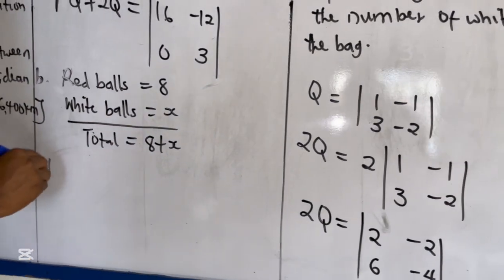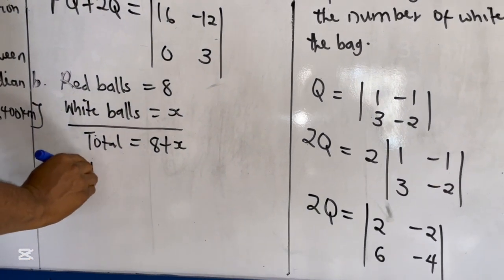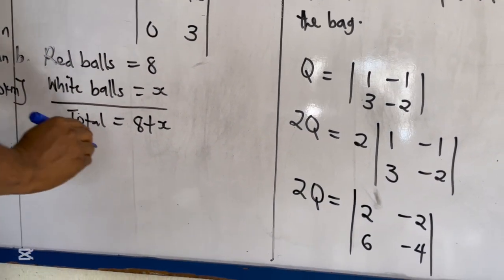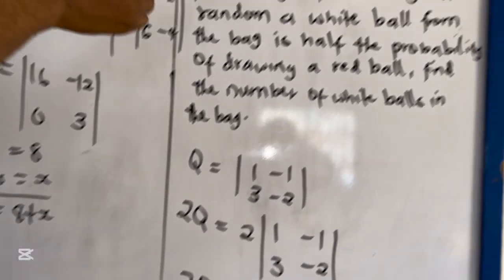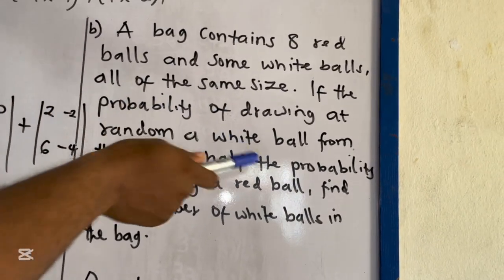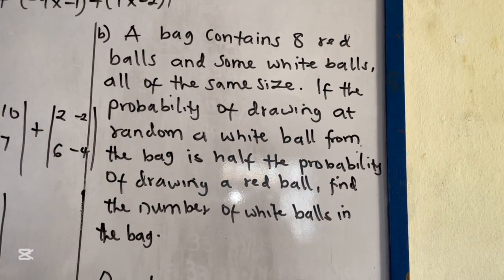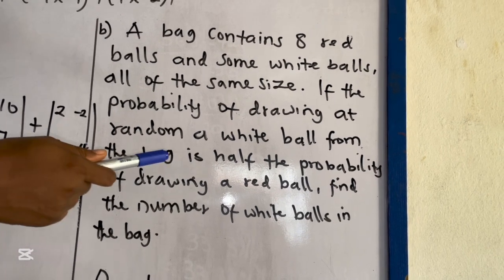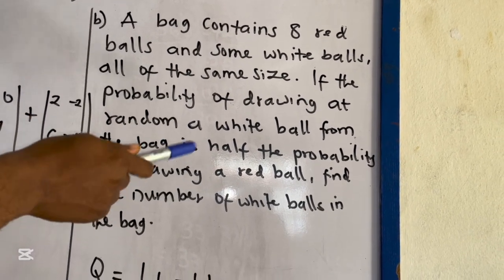Now the probability of having the white ball, alright, from the question it says if the probability of drawing at random a white ball from the bag is half the probability of drawing a red ball.